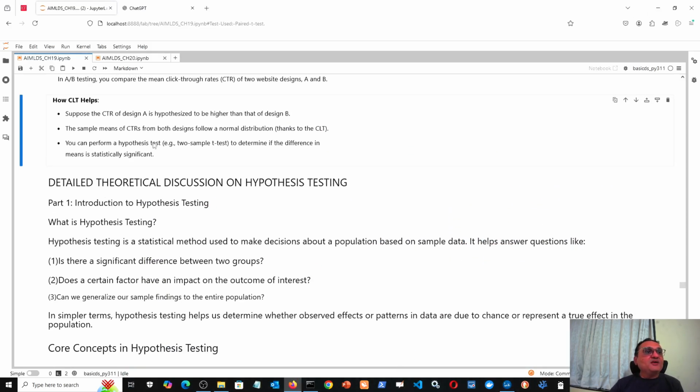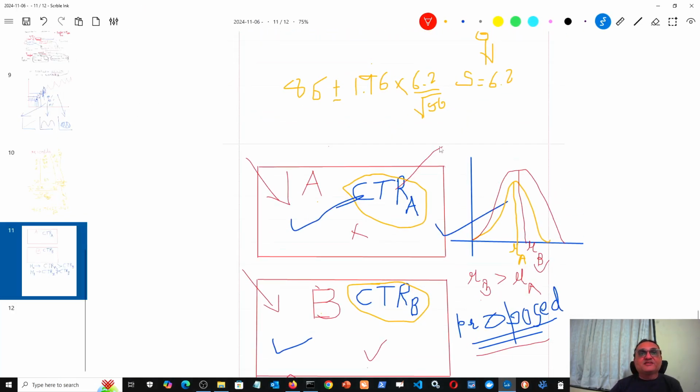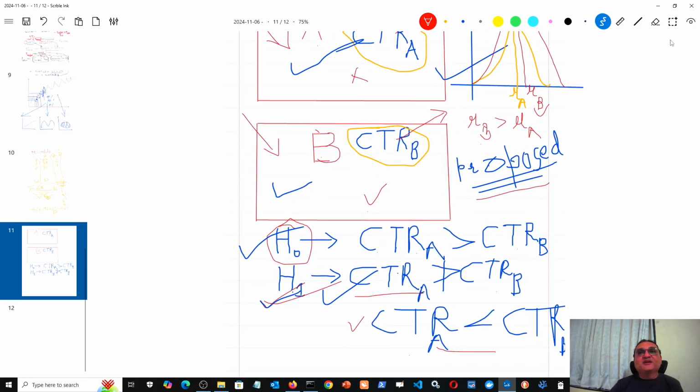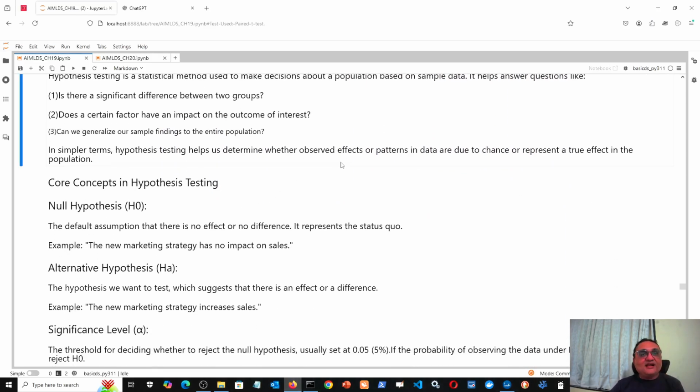Okay. And what is the meaning of this two sample t-test? Because here there are two samples. You are taking your first set of samples, 50 samples from design A, and another set of 50 samples from design B, and you want to compare them. So that is why it is called two sample t-test. Okay. So use that two sample t-test and decide which hypothesis is correct.